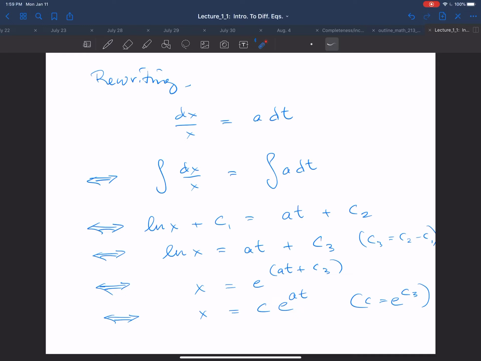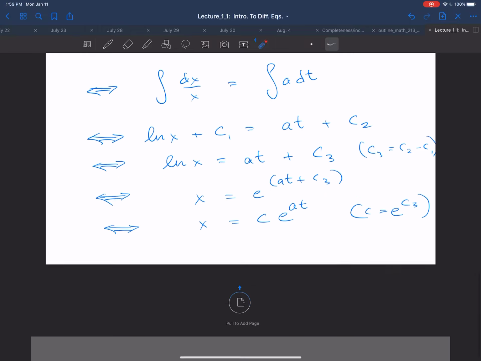And in this case, what we can do is simply note that if we set t equal to 0, this exponential simply becomes 1. So c is going to be the value that our variable x takes on when t equals 0.